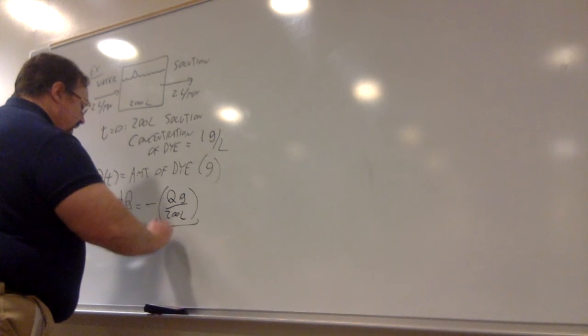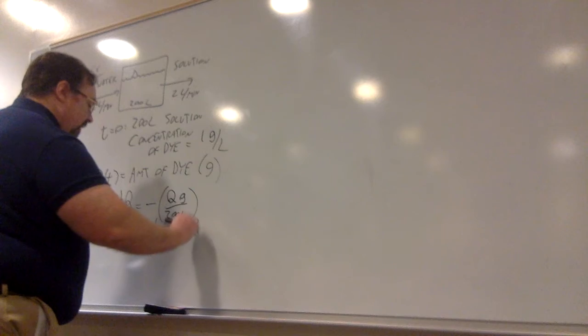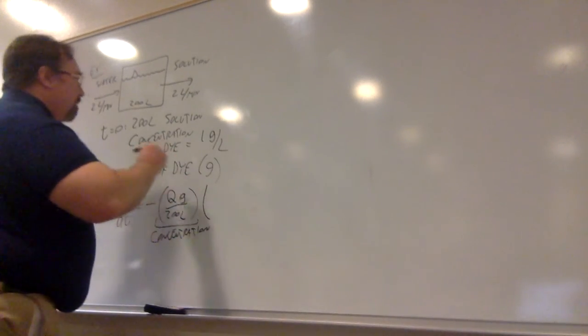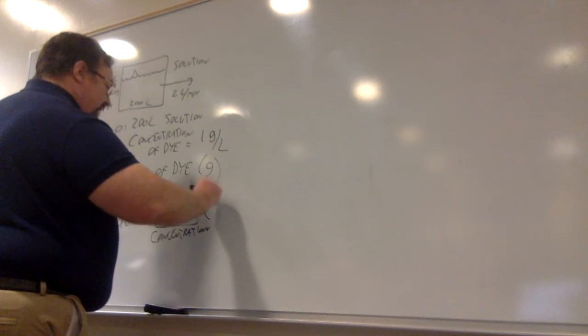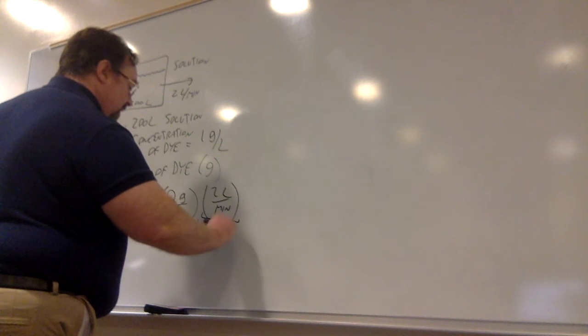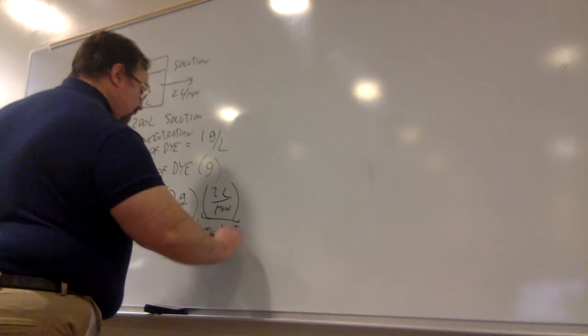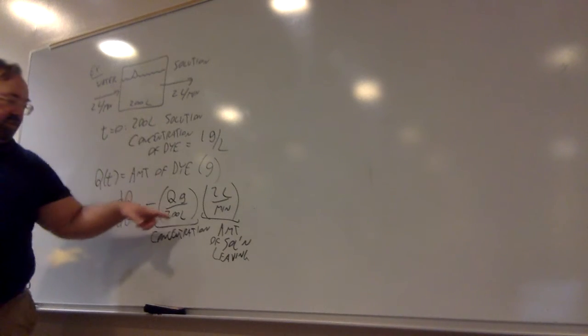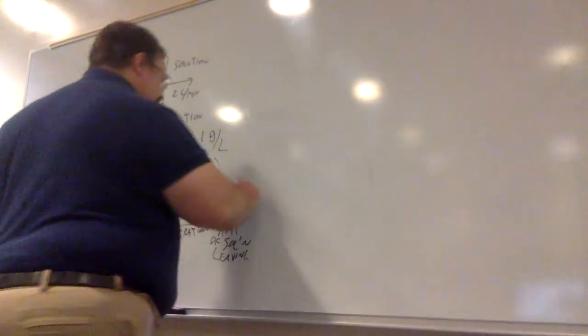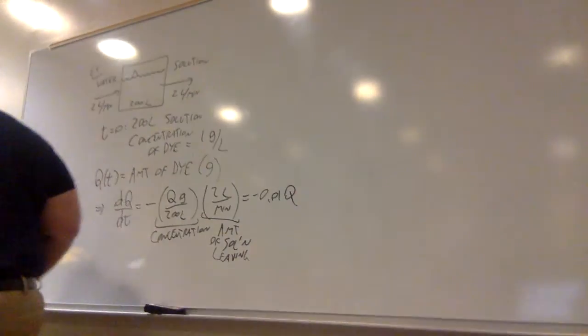Grams per liter is the concentration of dye at the current time. And then we have the amount of solution leaving the tank. So that's 2 liters per minute. So then in terms of units, the liters will cancel out, and we're left with 1 over 100 times Q grams per minute. So it turns out to be minus 0.01 Q. So that was the ODE.